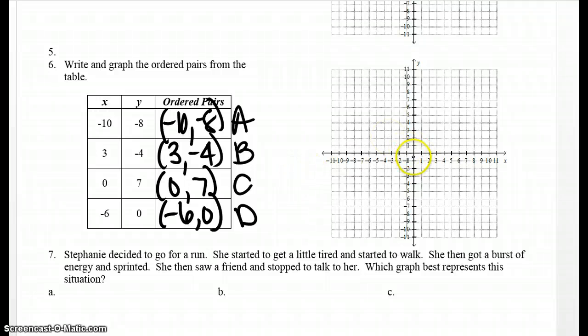So A is -10, -8. So -10 down to -8, and label it A. Next one, 3, -4, over 3, down 4. C is 0, 7. And that's C. And lastly, D is -6, 0. Okay, that's all you have to do for that one. Write your ordered pairs, assign a label to them, and graph them.